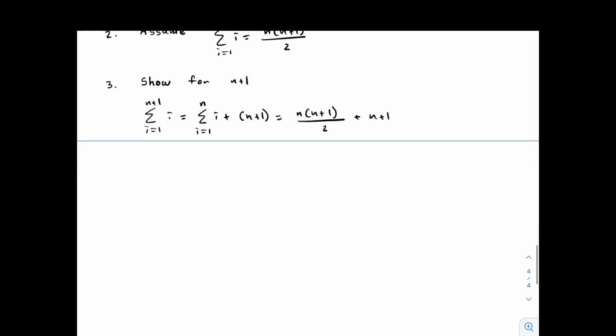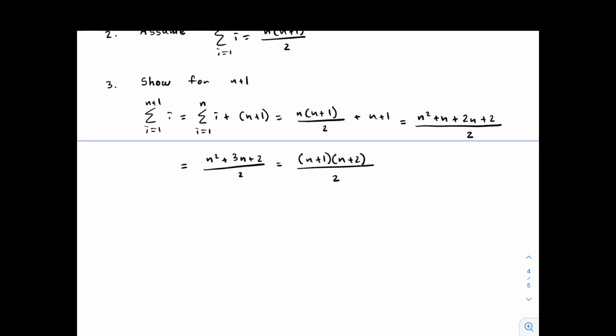And then by creating a common denominator and expanding our parentheses, we get n squared plus n plus 2n plus 2 all over 2. Then, by combining like terms, we get n squared plus 3n plus 2 over 2. And by factoring the expression in the numerator, we can write this as n plus 1 times n plus 2 over 2.